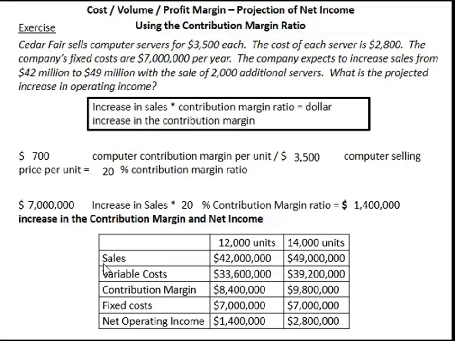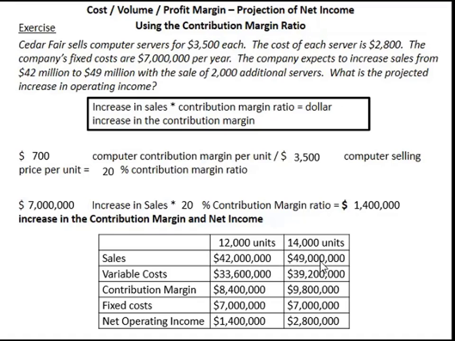Now down here I have a little bit of a proof of how that would work, and I'm not going to go into all the financial statement details here, but what you can see is I have 12,000 units. I've been increasing my volume by 2,000 units, so it's going from 12,000 units to 14,000 units. And again, if I calculate out my total sales with my selling price at $3,500 each, at 12,000 units, I'm going to generate those $42 million in sales.